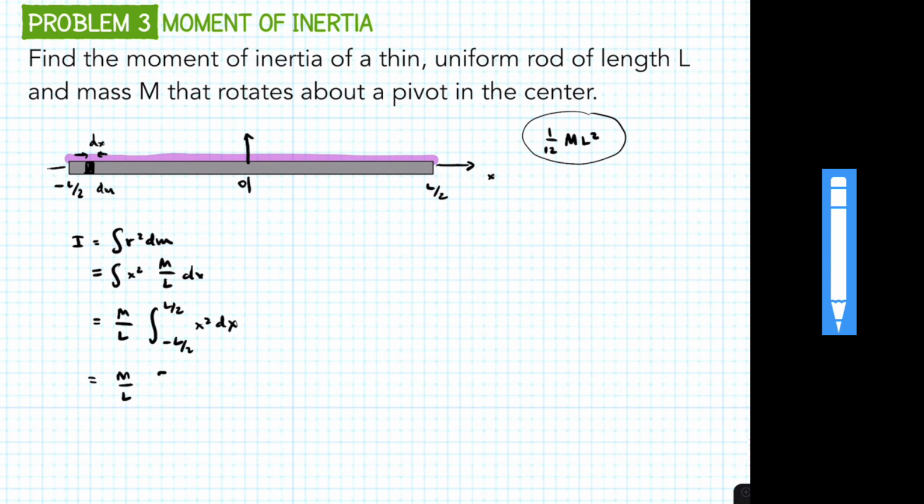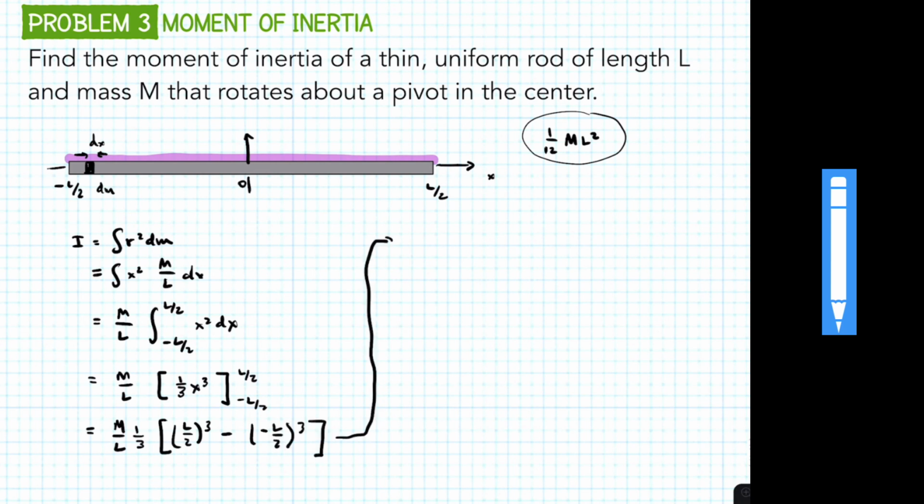so we know that this gives us m over L of 1/3 x cubed from negative L over 2 to L over 2. Plugging this in is more annoying now, and we'll pull the 1/3 out. So this becomes L over 2, oh it's cubed, yeah, minus negative L over 2 cubed. Algebra happens, so we end up with m over L 1/3.